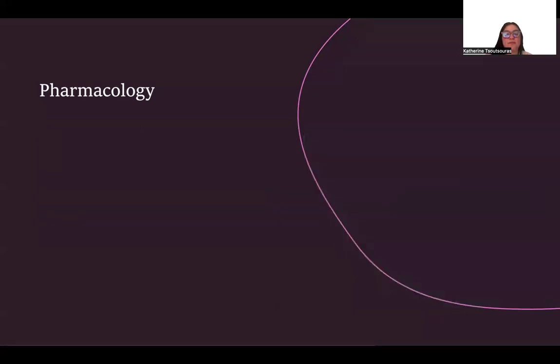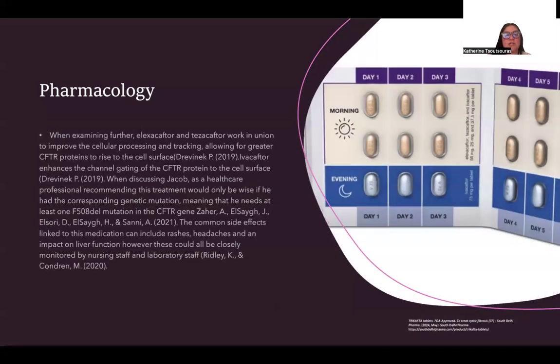The common side effects linked to the medication can include rashes, headaches, and impact on liver function. However, these could all be closely monitored by nursing staff and laboratory staff. The route of this medication is easily taken by someone of Jacob's age and could aid their quality of life due to the positive feedback that this drug has received and accessibility of the route.